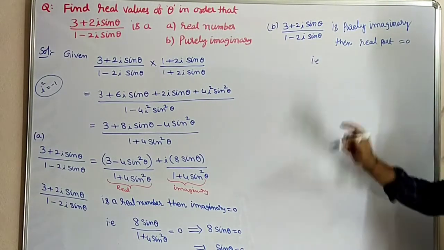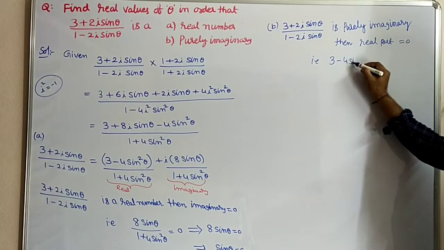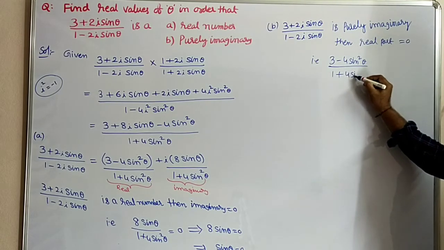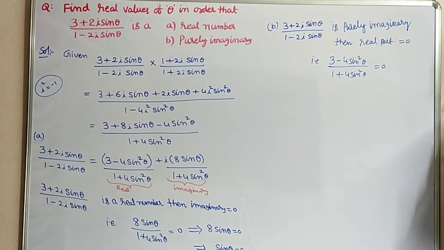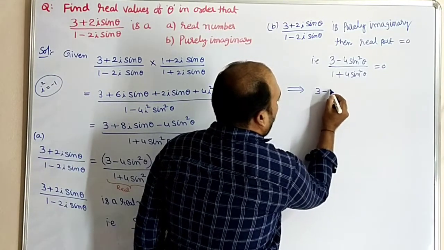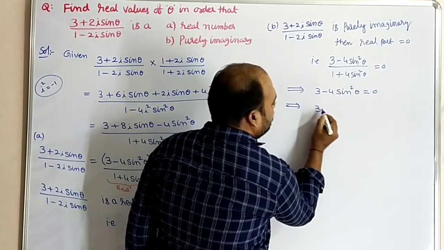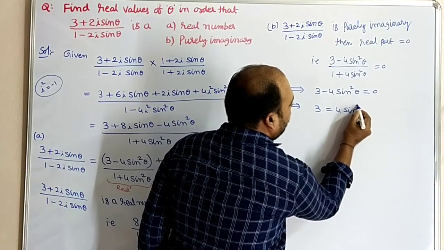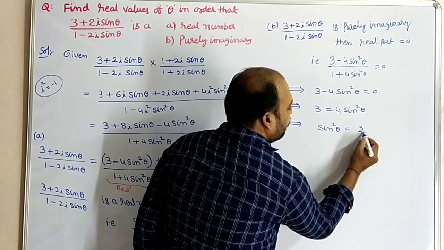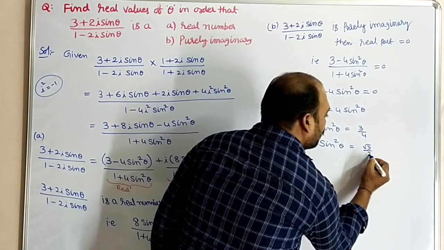What is the real part in that? Already I mentioned there: 3 minus 4 sin square theta divided by 1 plus 4 sin square theta is equal to 0. After mentioning that, cross multiply: 3 minus 4 sin square theta is equal to 0. That implies 3 is equal to 4 sin square theta, so sin square theta is equal to 3 by 4. Sin square theta equal to 3 by 4 can be written as root 3 by 2 whole square. Can you write like this?